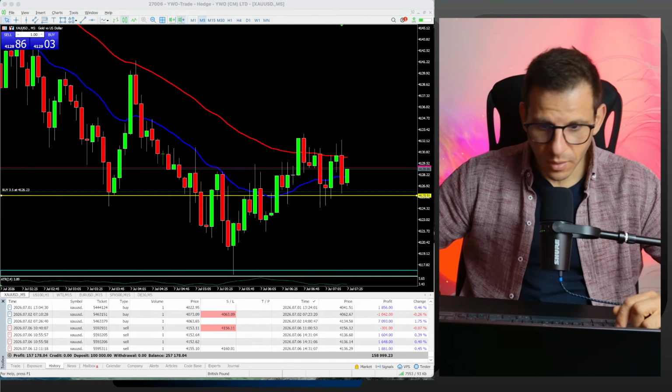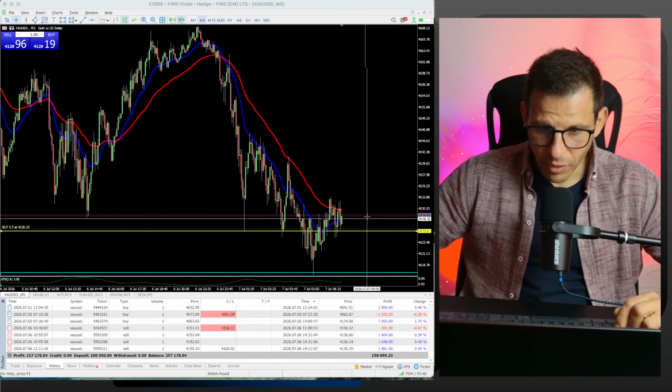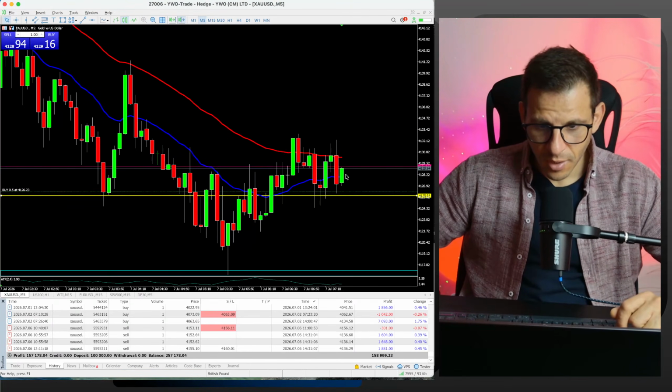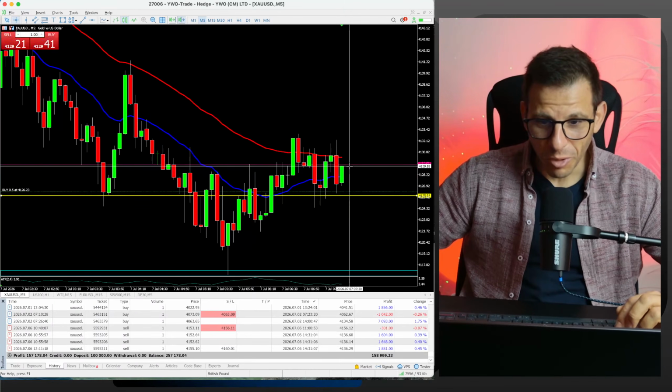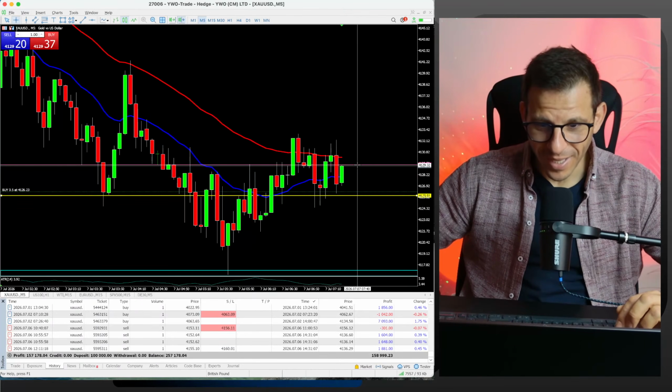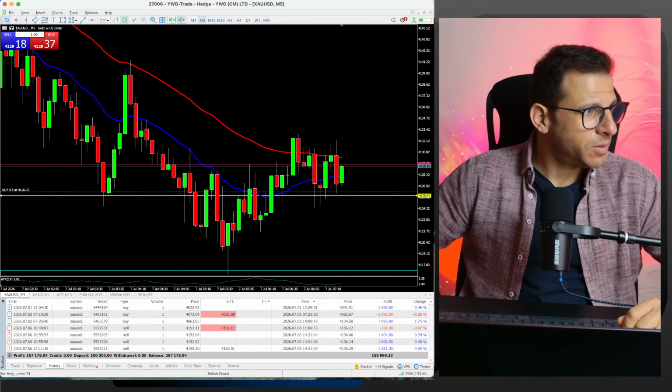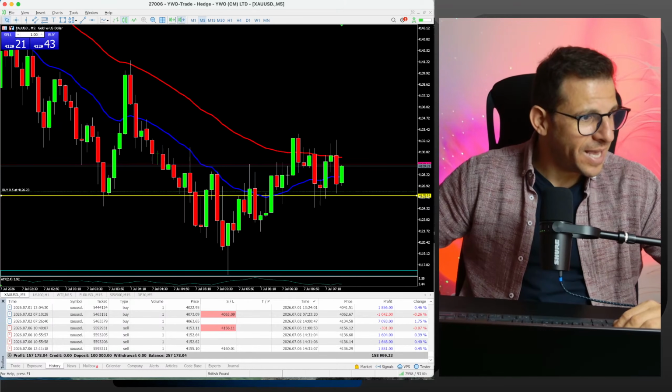What's going on with gold? We got a bearish engulfing on the 5-minute chart. Usually bearish engulfings somewhere in the middle get filled and the price drops. Let's see what's going to happen with this one today.